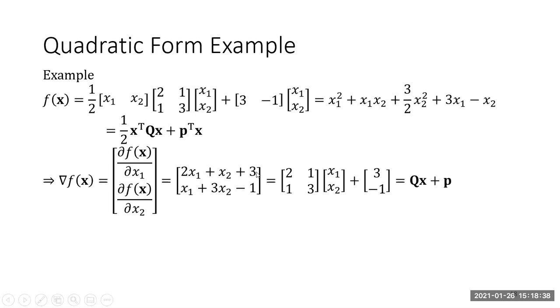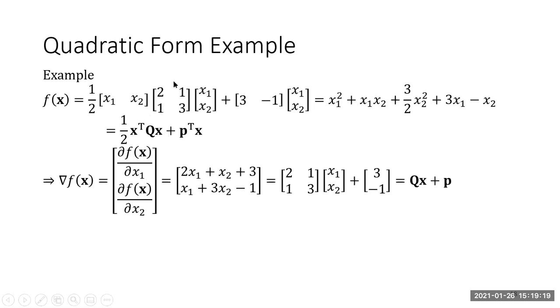When we differentiate this with respect to x1, this is 0. The derivative of this with respect to x1 is 3, and the derivative of this with respect to x1 is 0. So we get this. Likewise, when you differentiate with respect to x2, what happens? The first term becomes 0, the second term becomes x1, the third term is 3x2, and then we have 0 for this, and then negative 1.